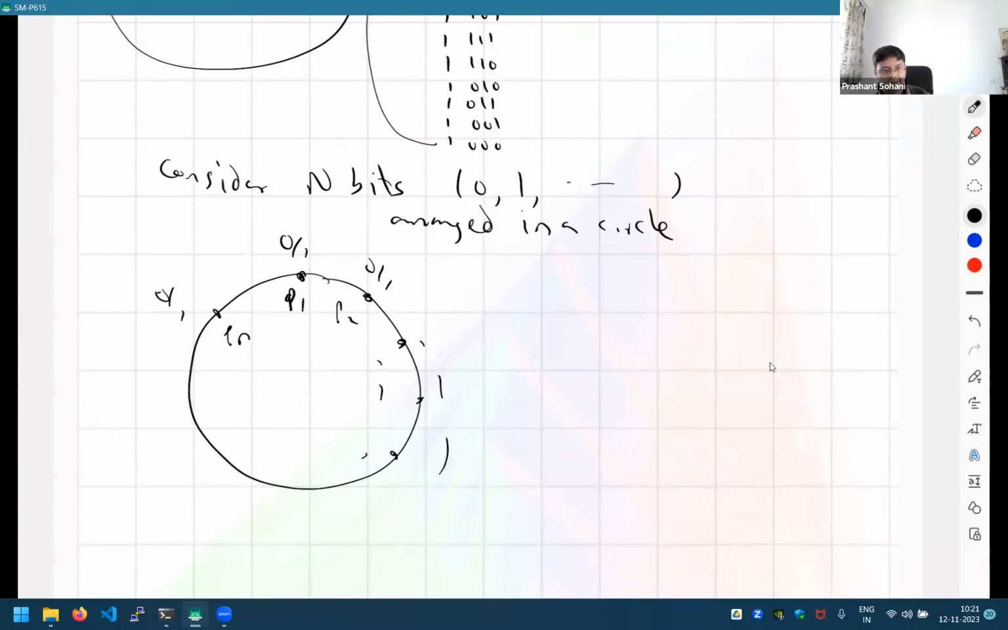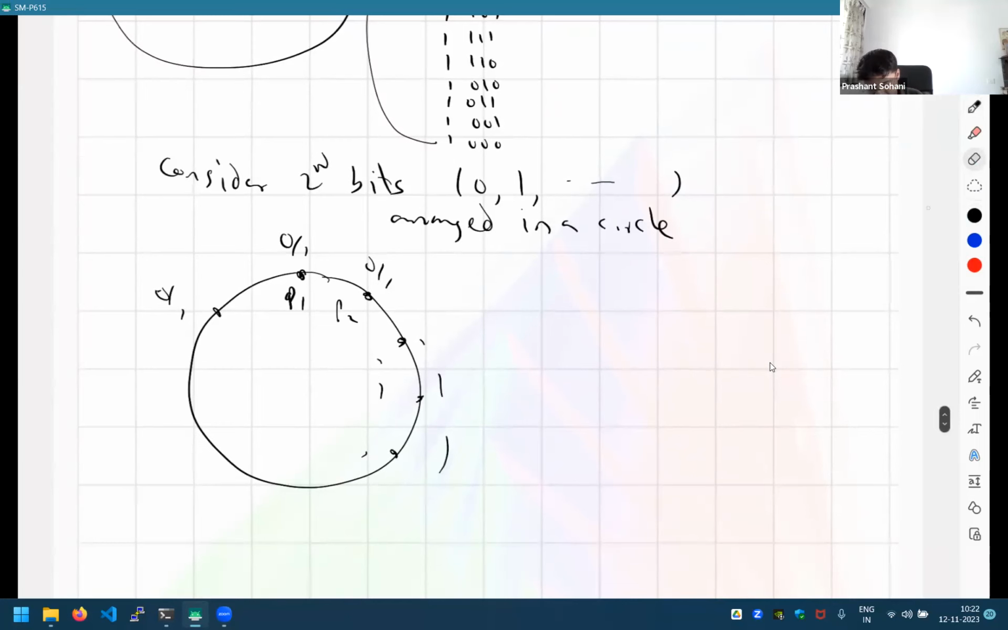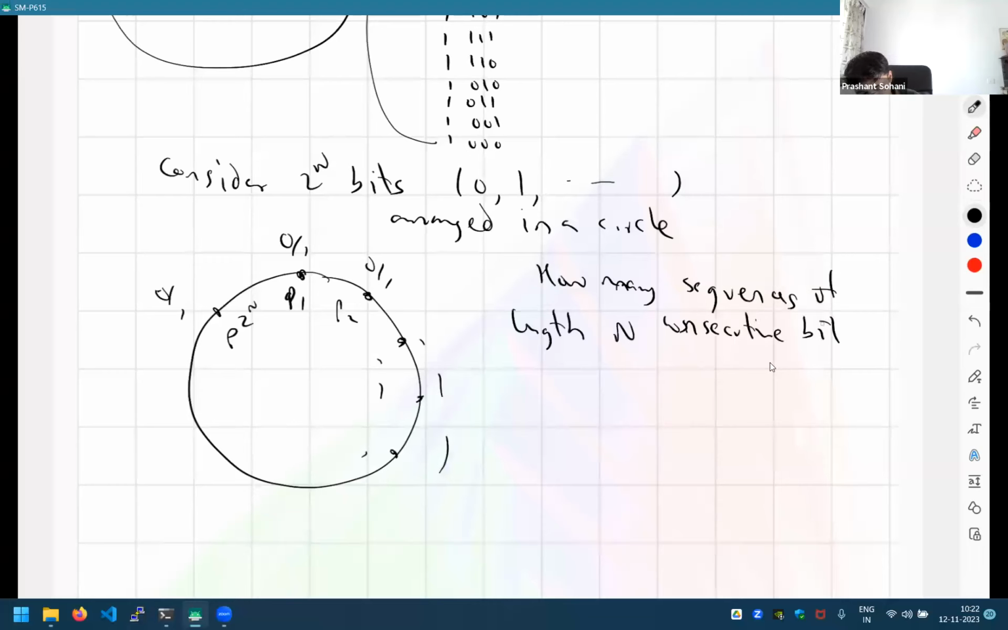And now, that was not the question. Consider 2^n bits. So you have 2^n such places. And so the first question is how many sequences of length n, basically sequences of consecutive bits, can be formed.